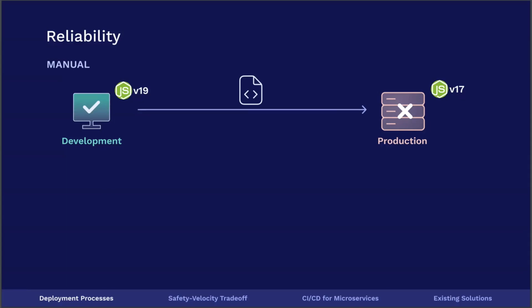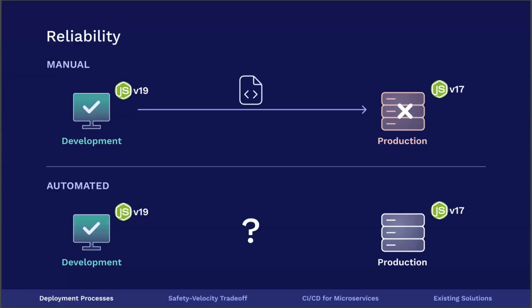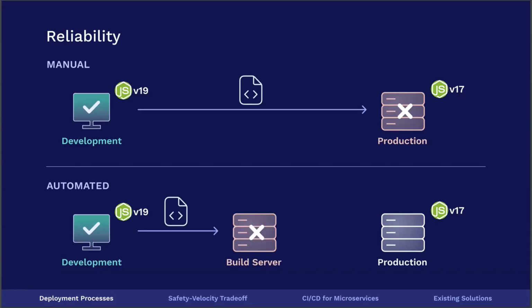Automated deployment pipelines address this issue. Instead of humans running tasks and deploying from their own machines, automated deployments use a centralized build server to automatically run all tasks in a consistent environment on every deployment. The build server is kind of like a gate. If the build or test fails on the build server, the code won't make it to production.